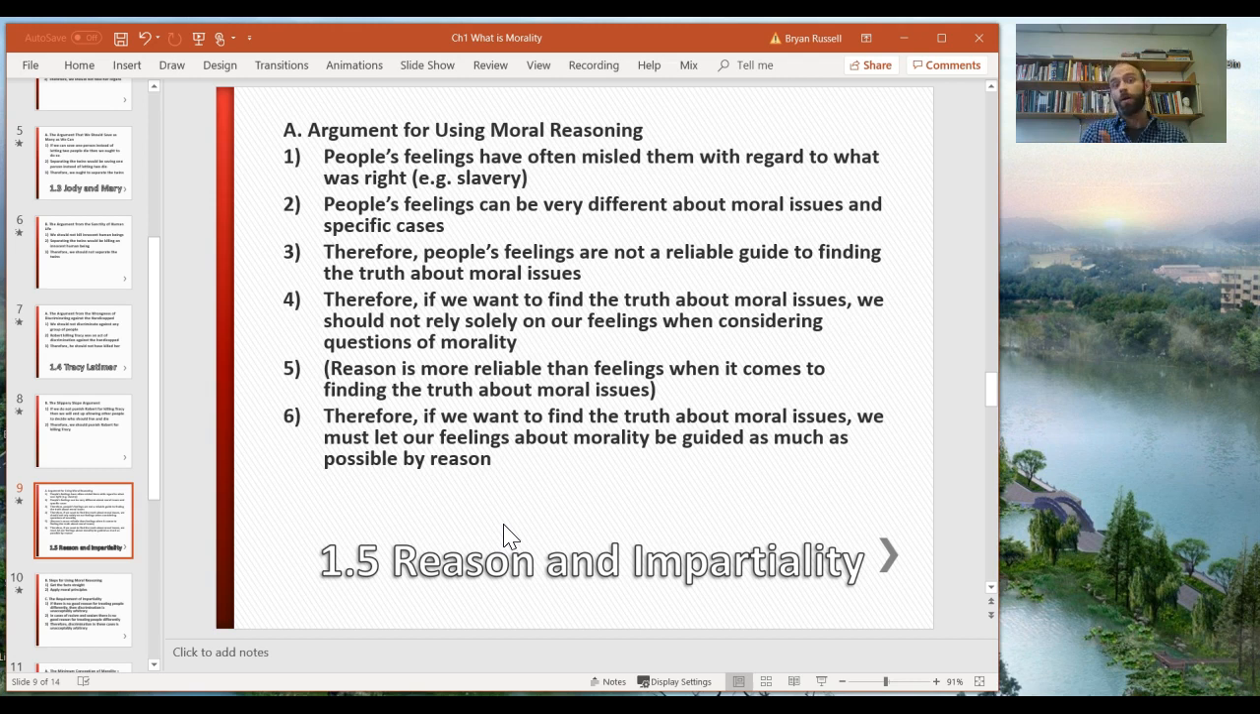In other words, they were wrong. If people were wrong about slavery, which they certainly were, then people's feelings can mislead them about what's morally right and wrong.